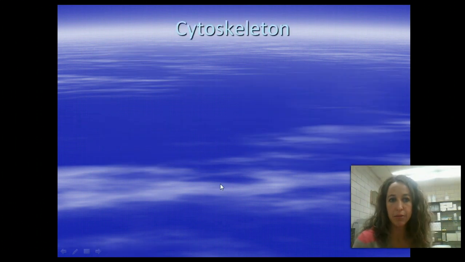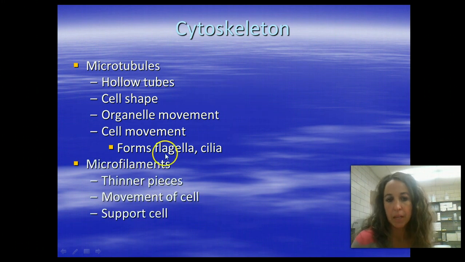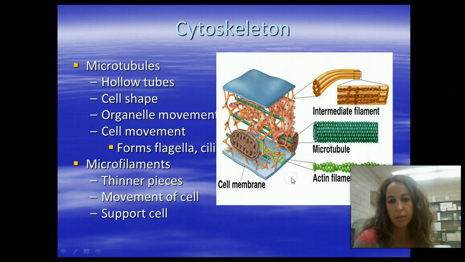Okay, the next one is the cytoskeleton. The cytoskeleton is broken up into two parts. The microtubules, which are hollow tubes, which help give the cell shape and help move organelles from place to place. And microfilaments, which are thinner pieces, but it gives movement of the whole entire cell and helps give support of the cell. So you can see the difference.